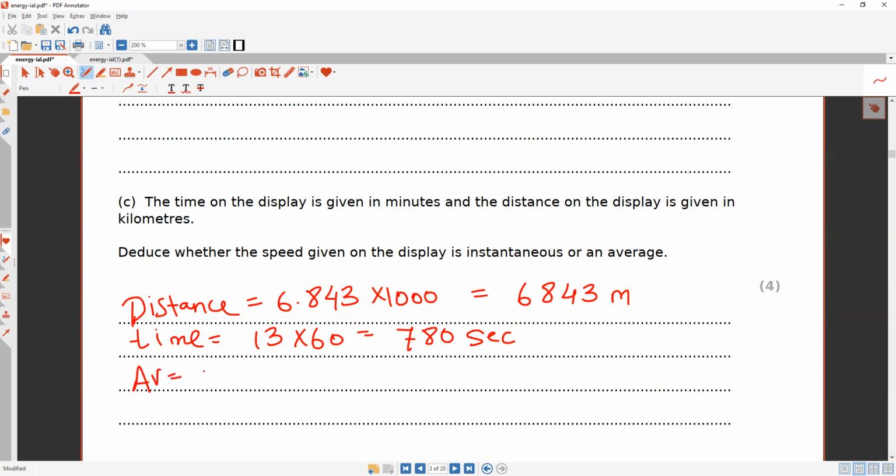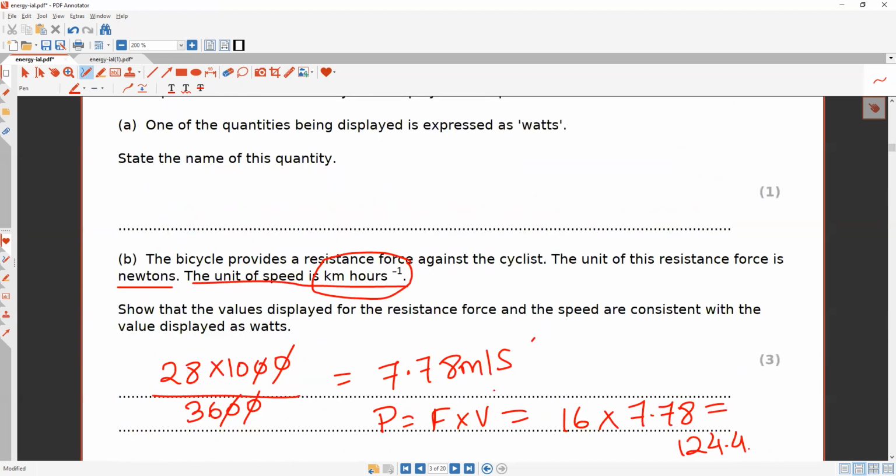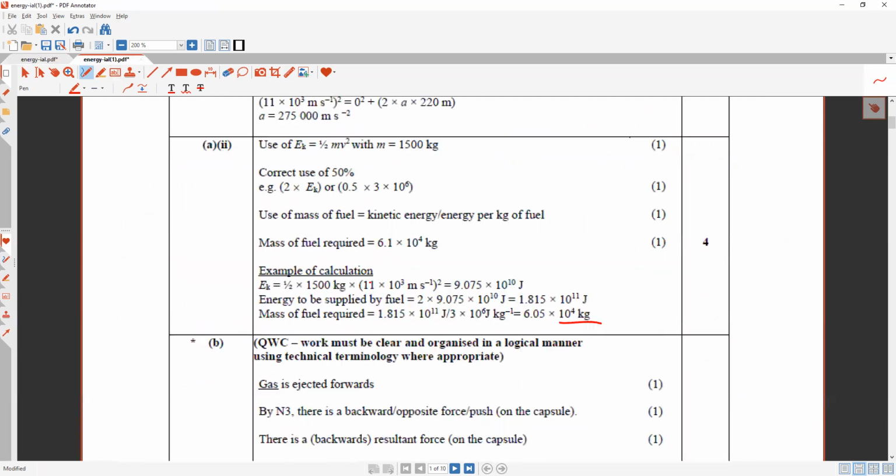So now let's find the average velocity. Average velocity is distance traveled divided by time taken. So distance 6843 divided by 780. How much is it? 8.77 meters per second. But here it is given as 7.78. So it's an instantaneous speed. It is not an average speed. That means what the speed was at that moment. Okay, so they are not matching, so it's an instantaneous speed.